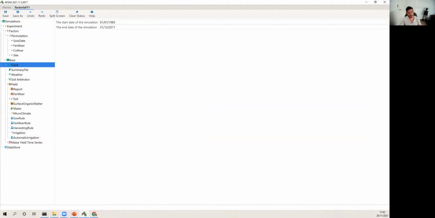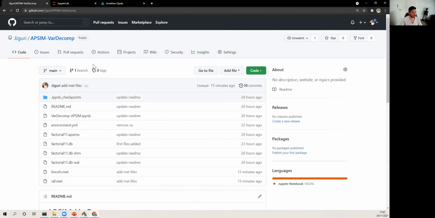Now I will go to the source of the data. So I put all the files that we will use today in a GitHub repo. So basically you can have a look and find all the information and files that we will use today there. We will go directly to the repo. If you don't have any GitHub account, you can create an account, and then you can look for my account, which is JJ Guri. And then in my account, you will have a repository called APSIM-bar decomp.